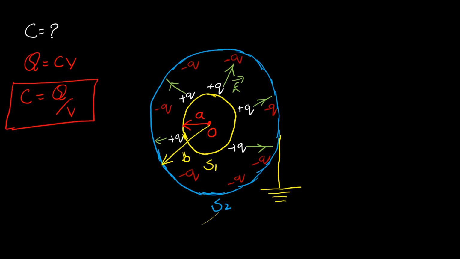Suppose that this is equation number 1. In order to calculate the capacitance of the capacitor, we need to calculate the potential difference V. Whenever we calculate the potential difference between sphere S1 and sphere S2, then we can easily calculate the capacitance of the capacitor. And the potential difference V will be equal to the potential at A minus the potential at B.